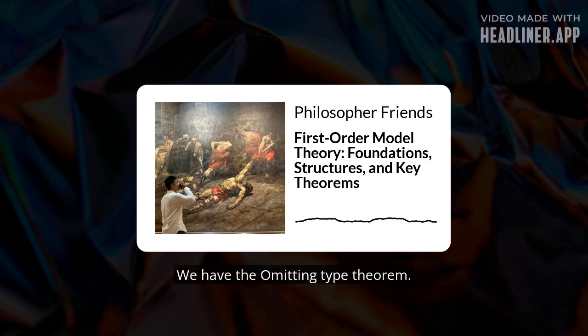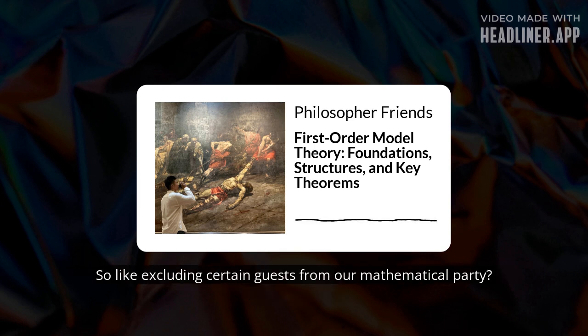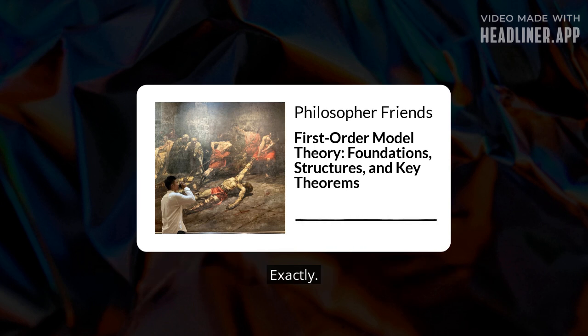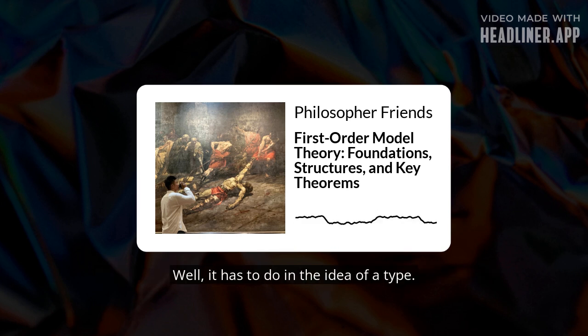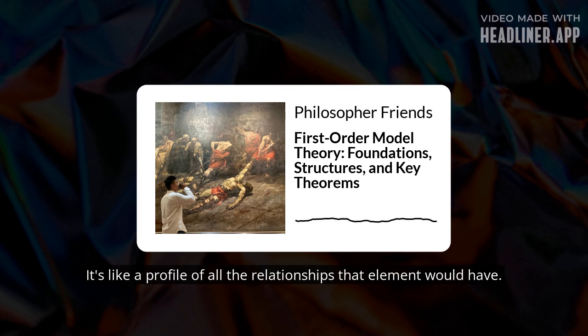We have the omitting types theorem. This one's all about finding structures where certain kinds of elements don't appear. So, like excluding certain guests from our mathematical party. Exactly. And the way we do this has to do with the idea of a type. Remember, a type is like a description of a potential element. Right, it's like a profile of all the relationships that element would have.